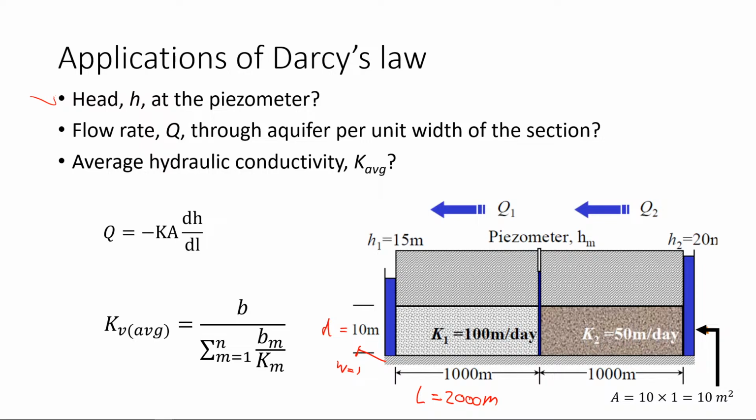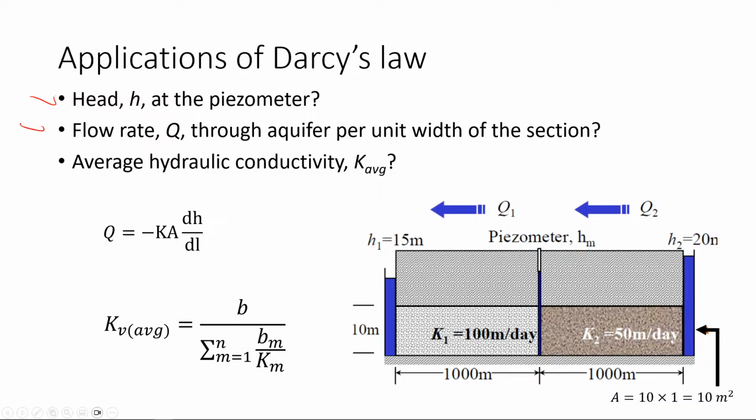Per unit width. If I look at this area here, that would be 1 meter, and that would be 10 meters. That's what we have here. So I'm asking you, what is the Q per unit width, over this length? That's the length of the aquifer that we have. So that's the area here. That's the second question.